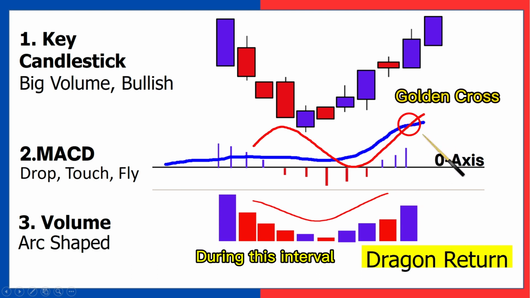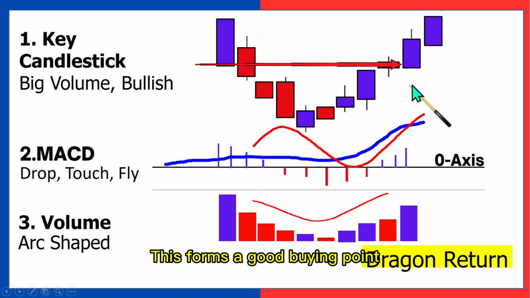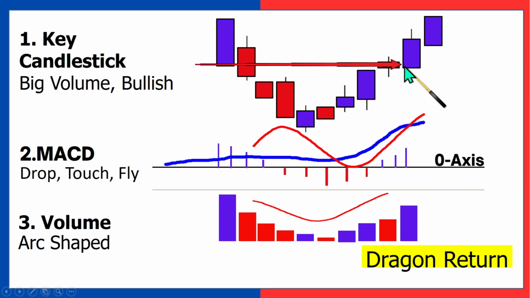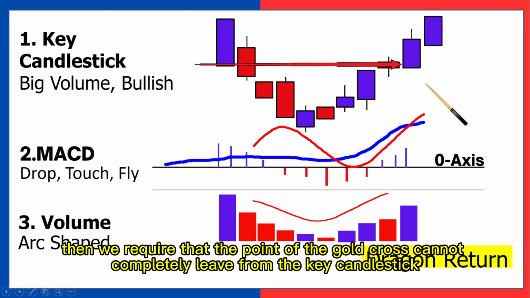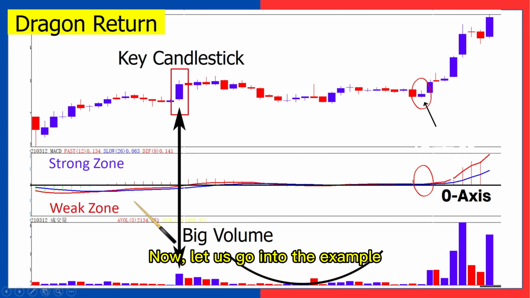During this interval, the candlestick often lies in the central position of the key candlestick. This forms a good buying point. Then we require that the point of the golden cross cannot completely leave the key candlestick. In this strategy, the key candlestick plays a very important role. Now, let us go into the examples.